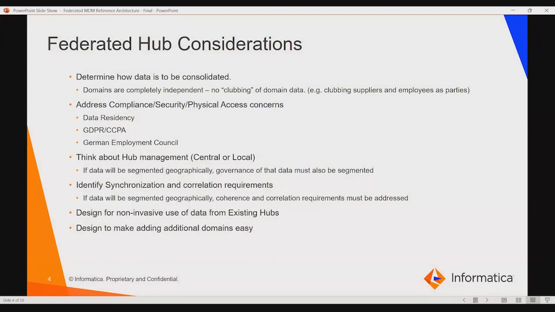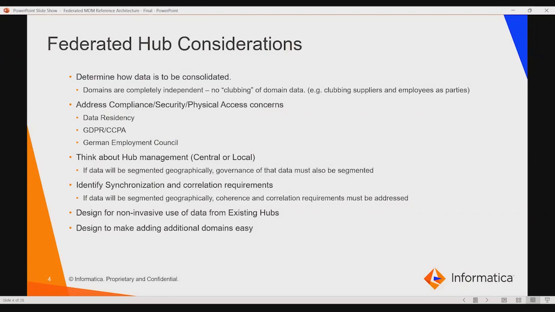So definitely determining how the data is to be consolidated, right? Domains are completely independent. So maybe you don't want any clubbing of the domain data. For example, you might be mastering suppliers, products, parties, employees, customers, right? So it's definitely important to understand what is the level of consolidation you want to do, or maybe you want to do some tight coupling between the suppliers and the customers to find out which customers are suppliers, that sort of thing.